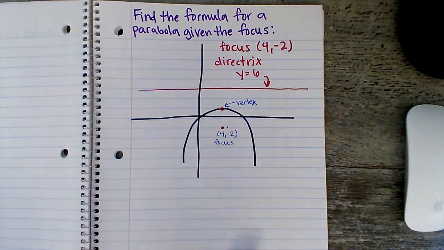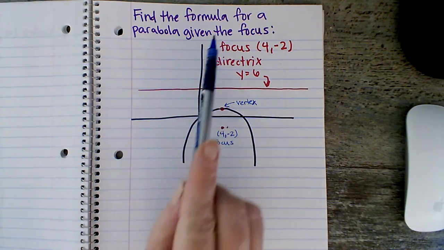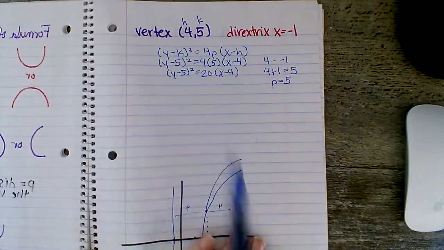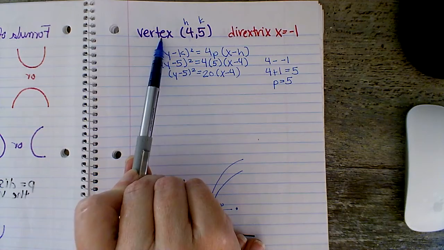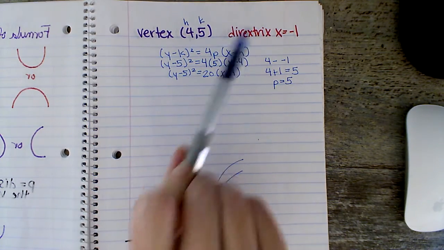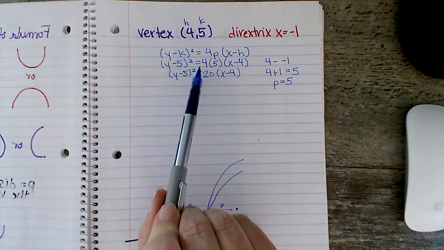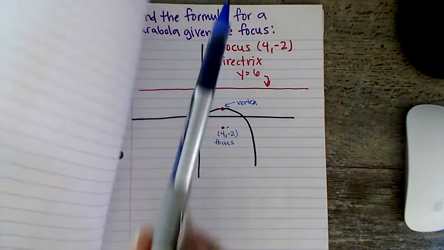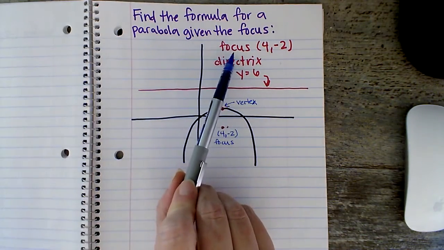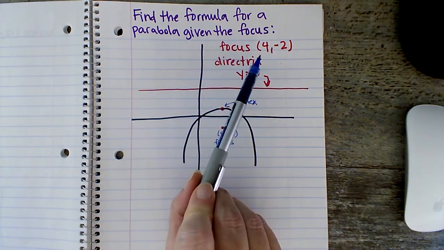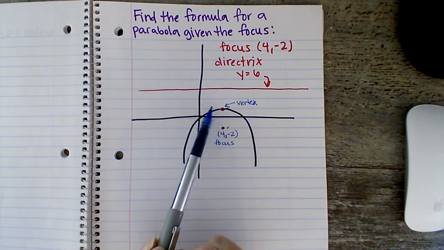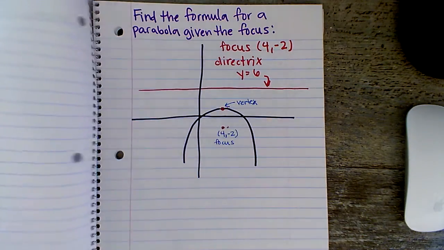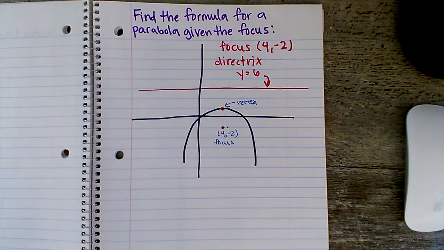In this video, we're going to find the formula for a parabola when given the focus and the directrix. If you remember before, we had to find the formula, but we were given the vertex and the directrix, and we just plugged it all in this handy-dandy formula. Well, it's still pretty much the same thing, except instead of the vertex, they give us the focus. So from the focus, we can figure out what the vertex is, plug it in that handy-dandy little formula, and then find the equation of that parabola, okay?